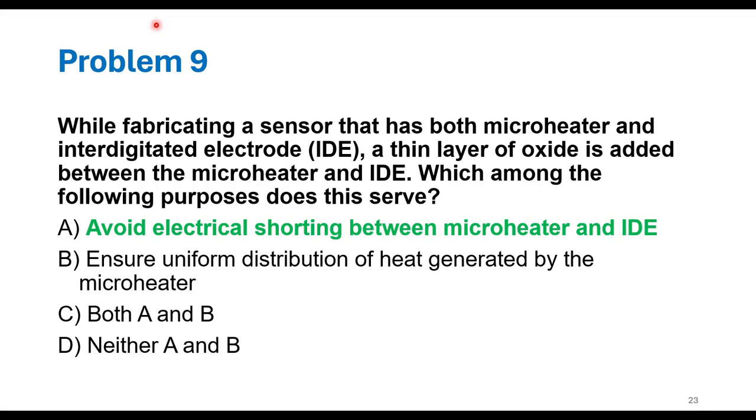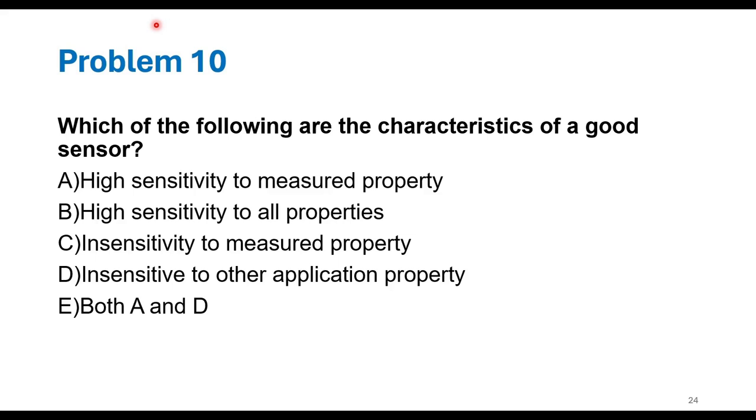Now let's move on to the next problem. Problem 10. Which of the following are the characteristics of a good sensor? A. High sensitivity to measured property. B. High sensitivity to all properties. C. Insensitivity to measured property. D. Insensitivity to other application property. E. Both A and D.